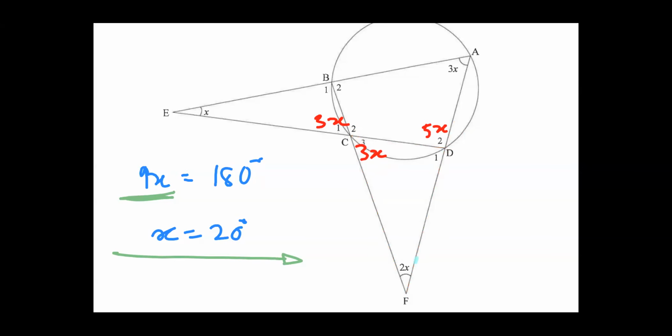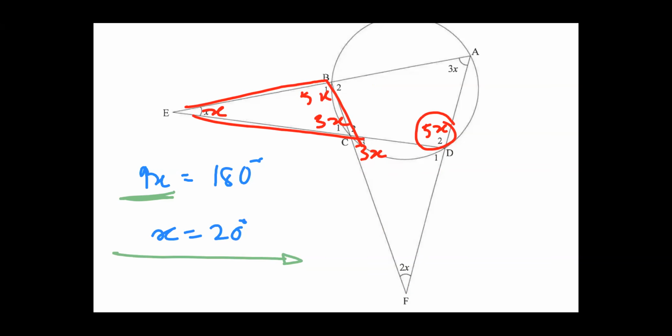And then what do I have to do now? Okay, if this is 5x, then the one opposite it will be 180 minus 5x, which then makes this one, the exterior one, 5x. So angle B1 is equal to 5x. And then you just work with those interior angles there.